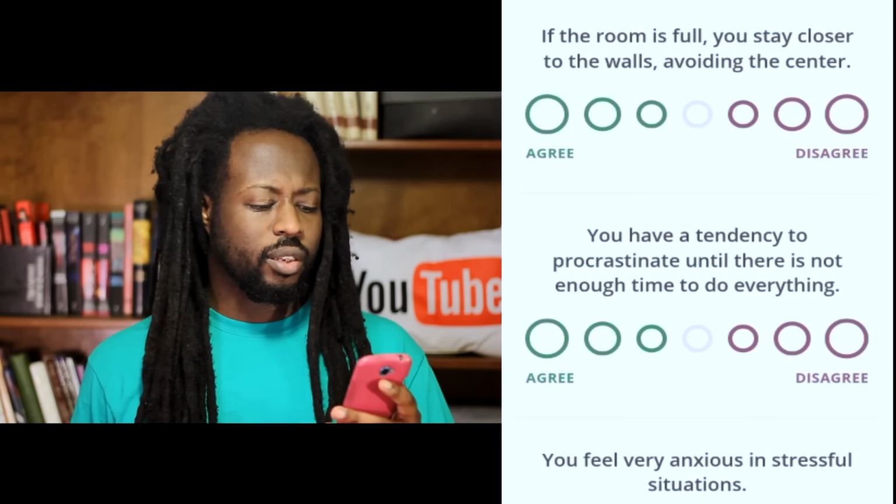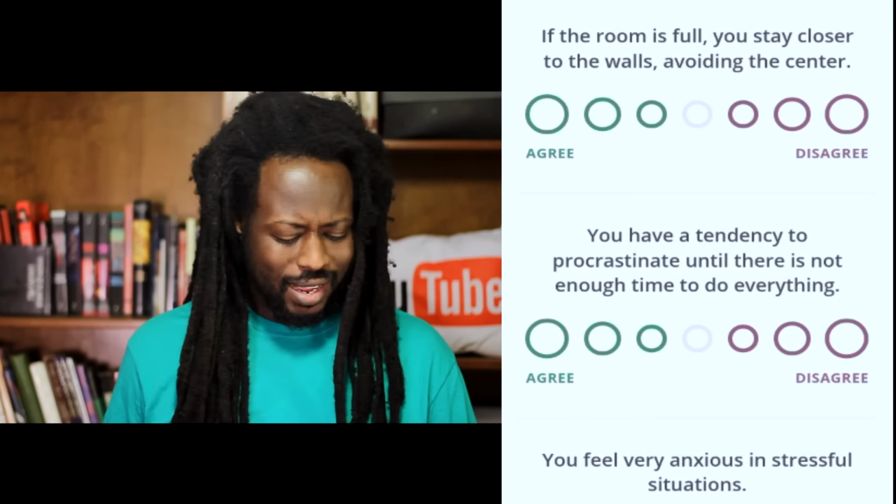If the room is full, you stay closer to the walls, avoiding the center. Nah, that makes me think of middle school prom, where the boys and the girls are on separate sides of the room, and there's maybe 3 people in the middle that are actually having fun and everyone else is really nervous. But that's not really a personality thing. That's just a puberty thing, I guess.